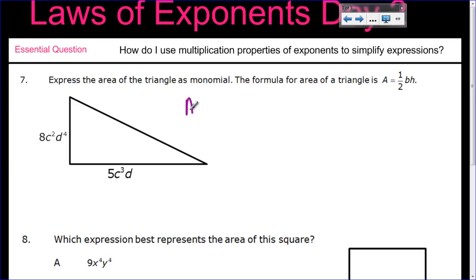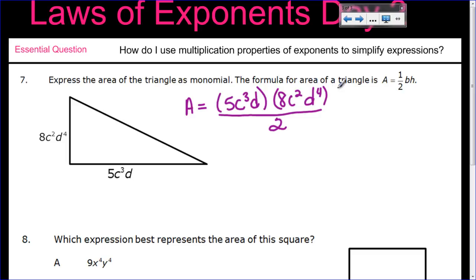So if I want to find the area of this triangle, I've got to take the base, which is 5c to the 3rd d, times the height, which is 8c squared d to the 4th. And I have to divide that all by 2. So I'm going to take care of the numerator first. There are no exponents outside the parentheses, so this is strictly just a multiplication problem. So I'm going to multiply coefficients, add exponents.